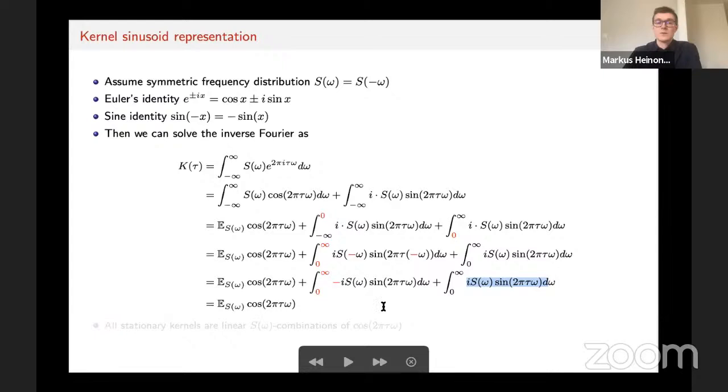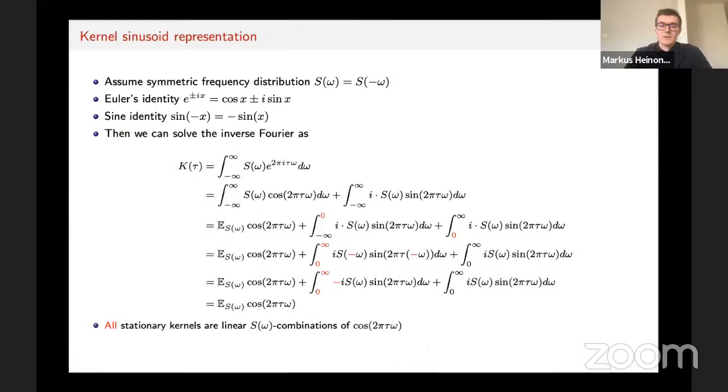We simply have that under symmetric frequencies, the kernel becomes a linear combination of cosines. This now looks much simpler than before. And we actually know that all stationary kernels can be represented in this form. So this is not a limitation when we assume the symmetric frequency distribution.